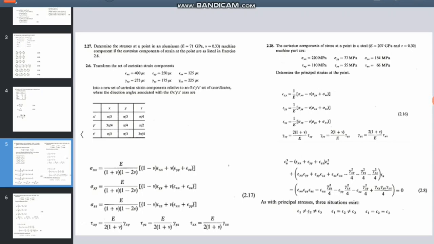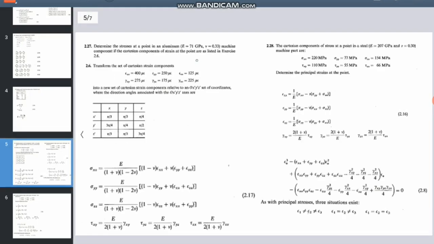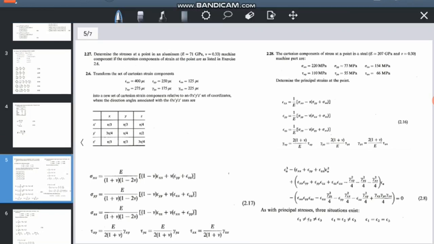So we have 2.27. Determine the stresses at a point with this data. We have to find out the stresses on the machine components if the Cartesian components of strains at points are listed in exercise 2.6. So in 2.6 I found out the value of strain, and with the help of this data I have to find out the stresses. So to go from strain to stresses we are going to use these formulas. So simply put in the values, and you are going to find out the stresses.